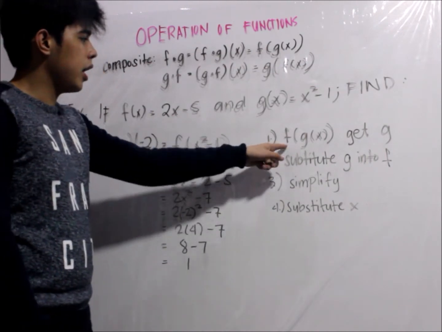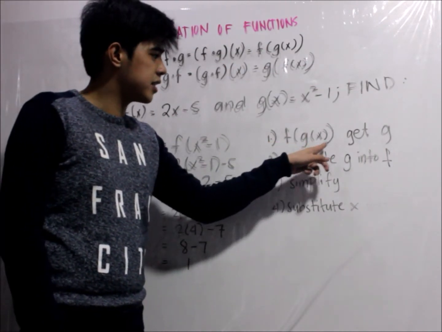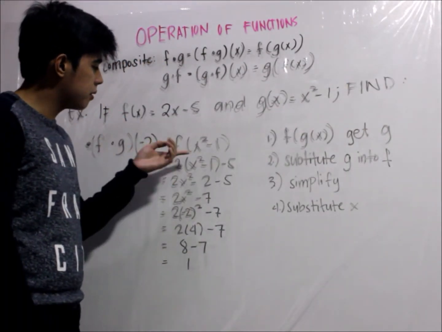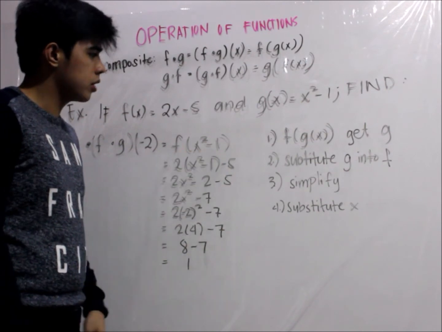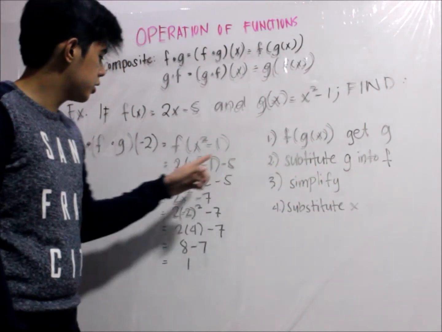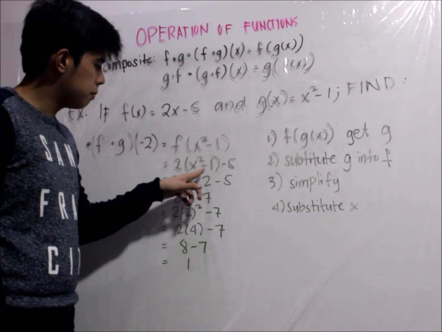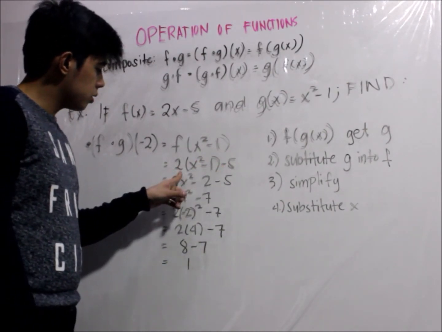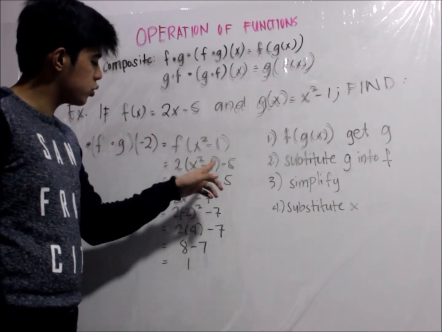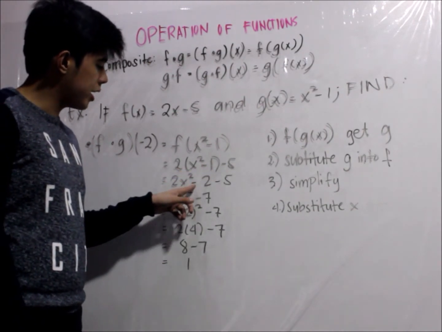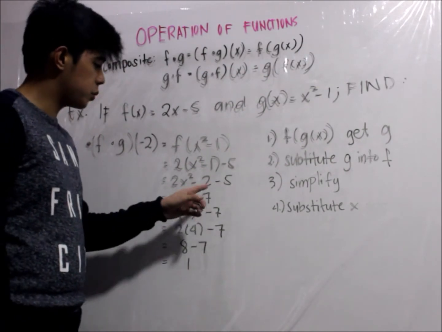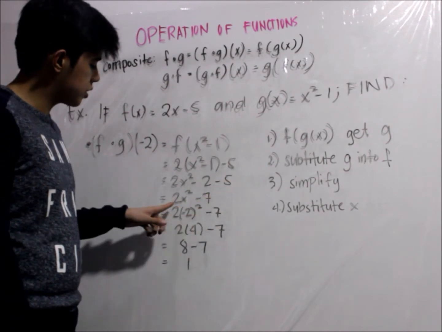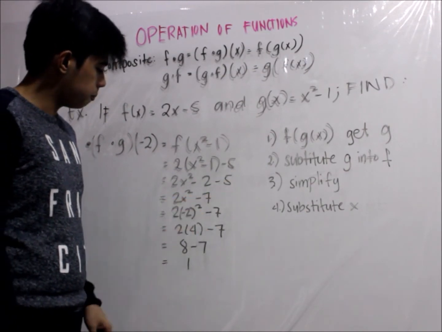So the first one, f of g of x. You should first get the g. So our value will be f of x squared minus 1. Then we will substitute g into f. So we will have 2 times (x squared minus 1) minus 5. So when this happens, we will multiply 2 with x squared minus 1. So we will have 2x squared minus 2 minus 5. So when this happens, we are going to add these two because they are the same kind of values, so we will have 2x squared minus 7.